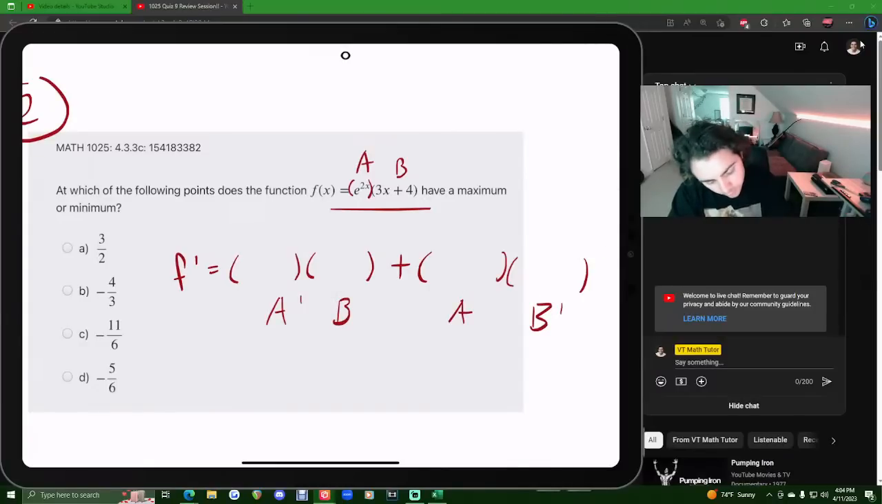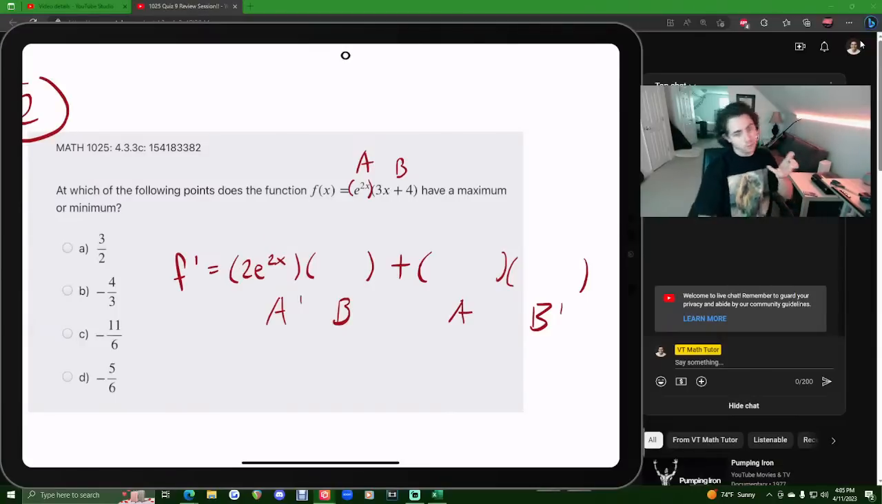A prime, the derivative of e to the 2x, would be 2e to the 2x. That uses a small chain rule portion. So if you need to review chain rule, feel free, but really this is like the only chain rule you'll have. Basically e to the 2x has a derivative of e to the 2x, but then the derivative of the inside, the 2x, is also 2. So we have to pull out a 2 in addition to the e to the 2x. I hope that makes sense.